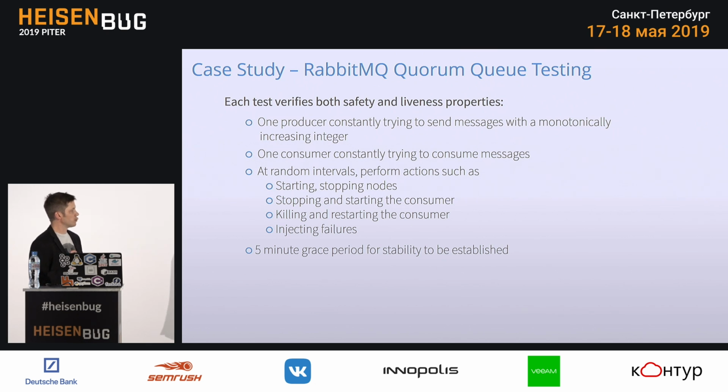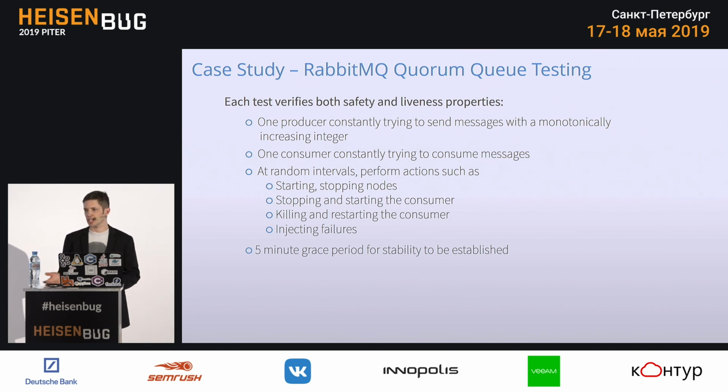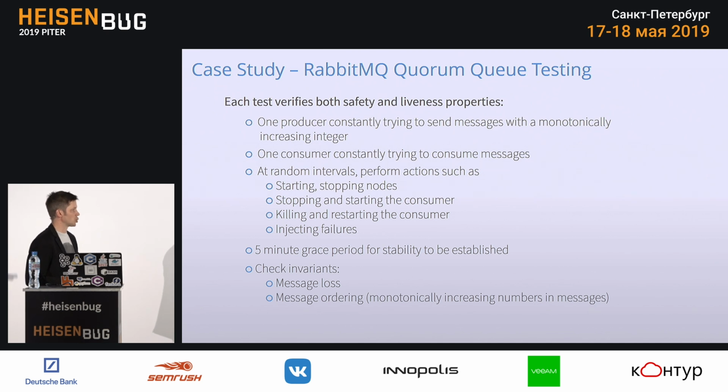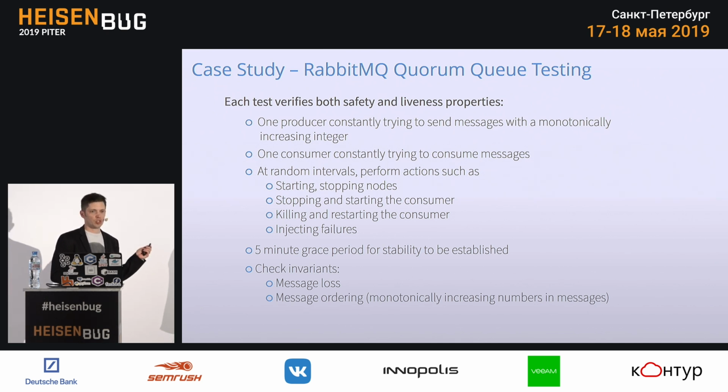Then I have a 5-minute grace period at the end where we allow the consumer to catch up, because sometimes the producer can get far ahead due to killed connections and things. Then we let the consumer catch up, and at the end we compare what they've got. We can check for message loss, and we can check message ordering.